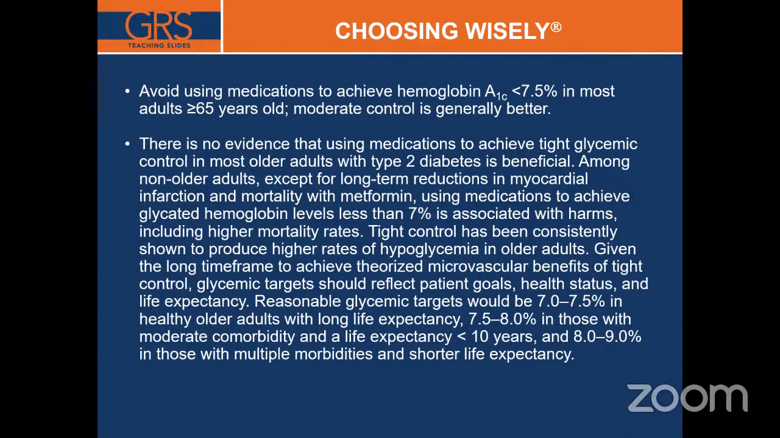Given the long time frame to achieve the theorized microvascular benefits of tight control, the glycemic targets should reflect the patient's goals, health status, or life expectancy. So the reasonable glycemic targets would be between 7 and 7.5% in healthy older adults who have a long life expectancy, between 7.5 and 8 in those with moderate comorbidity and life expectancy less than 10 years, and between 8 and 9% in those with multiple comorbidities and shorter life expectancy.